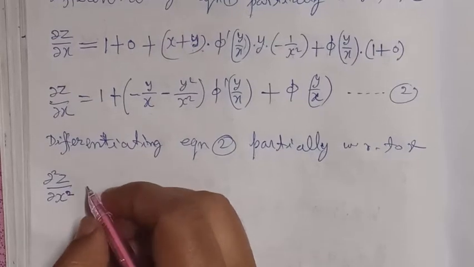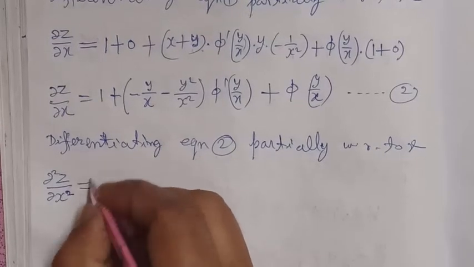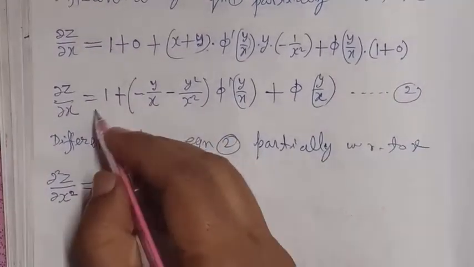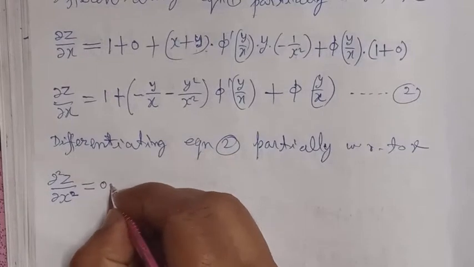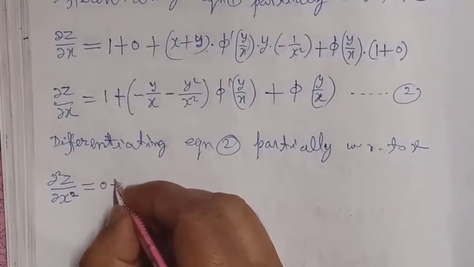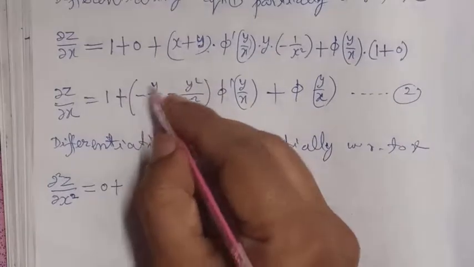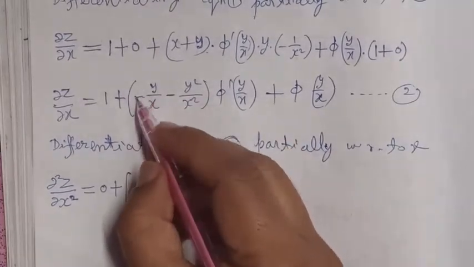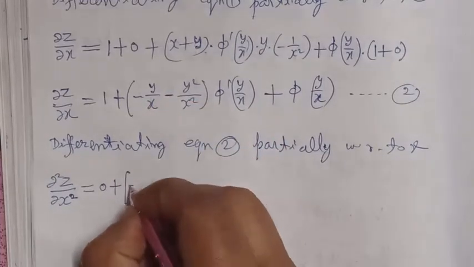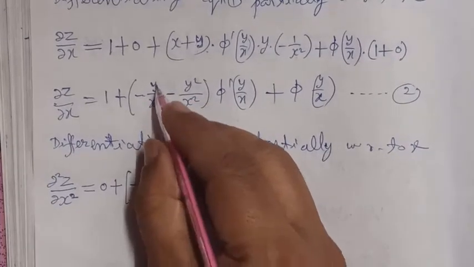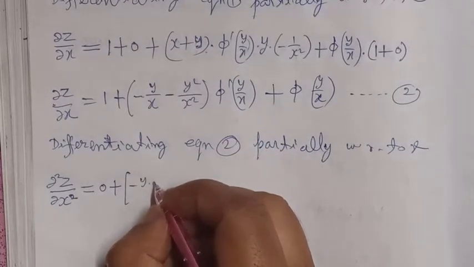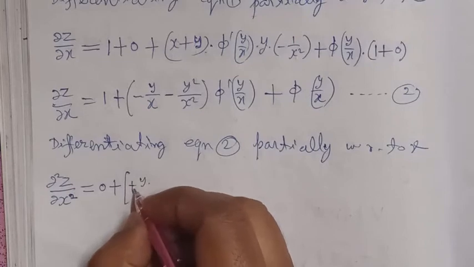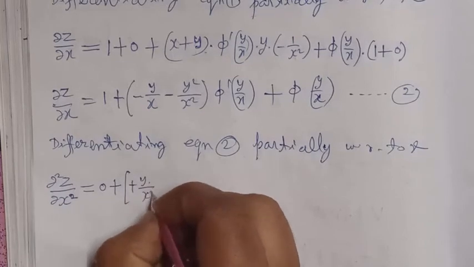the proof of the given equation. Differentiate on the right hand side. Differentiation of 1 is equal to 0, which is constant, and when we differentiate this value, first we differentiate this term with respect to x. Minus y is constant. Differentiation of 1 upon x is equal to minus 1 upon x square. So this sign converts to plus, because minus multiplied by minus is plus, and upon x square.